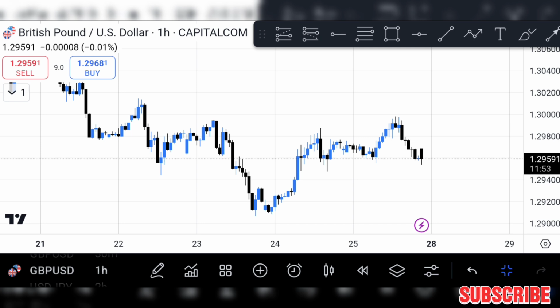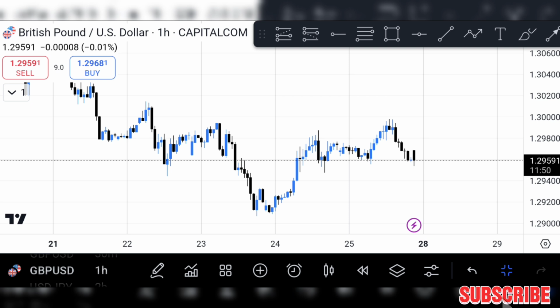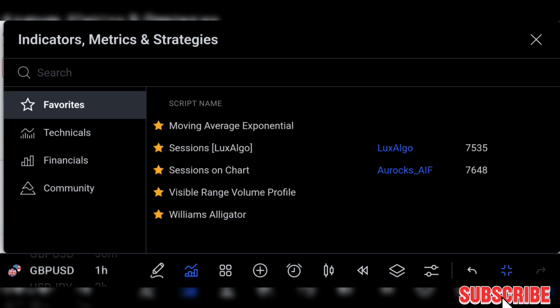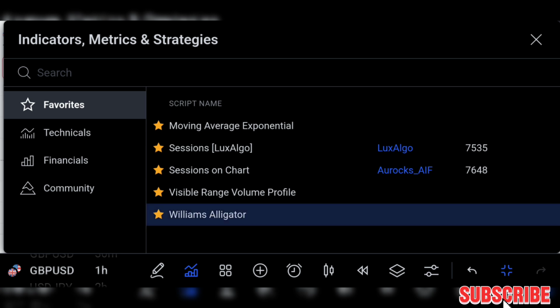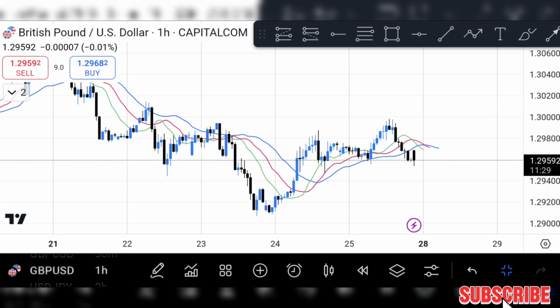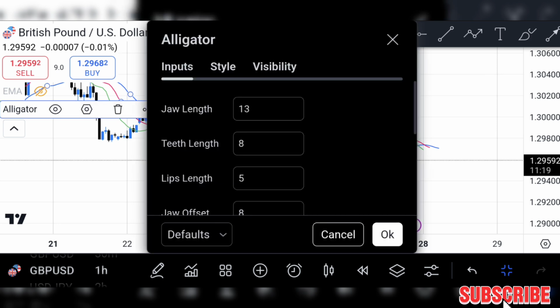So I'm going to go ahead and bring the indicator on the screen so that you can see how to apply it. I'm going to my indicator section and you can see I have it here, favorited, Williams Alligator. I'm going to tap on it and bring it on the screen. As you can see, it's already on the screen, and the default setting is there. I haven't changed anything. Make sure you don't change anything.